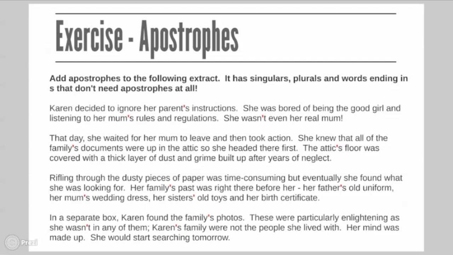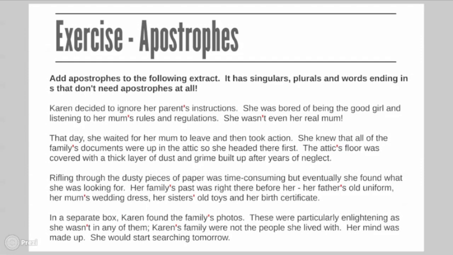So if we go from the very beginning, we can see that it says Karen decided to ignore her parents' instructions, and in the word parents you should have an apostrophe because the instructions belong to the parent, okay? So in that case we're talking about one parent, and therefore the apostrophe goes in the middle of the T and the S. Now, if we were talking about both her mum and her dad, the parents would be a plural and the apostrophe would come after the S. But in this case, we're just talking about her mum.